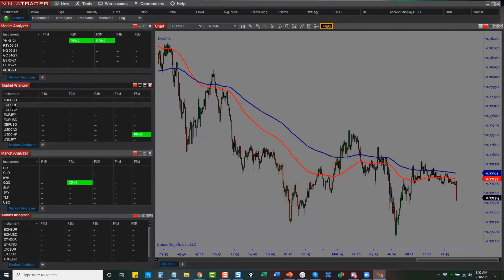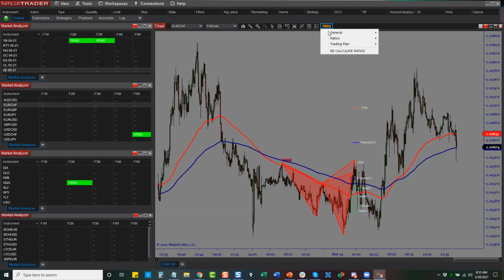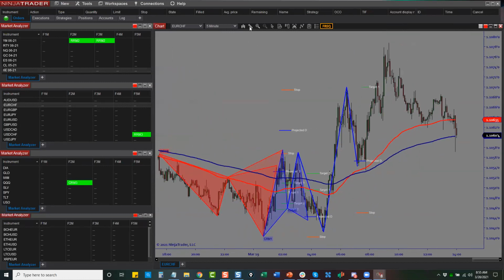Let's go down to the Euro Swiss. Should only be looking to go long. No long patterns here. Actually, I have the longs turned off, so let's go and turn them on. Wow, look at that one. Where did the EMA cross? Geez, Sean, get it together, bud.